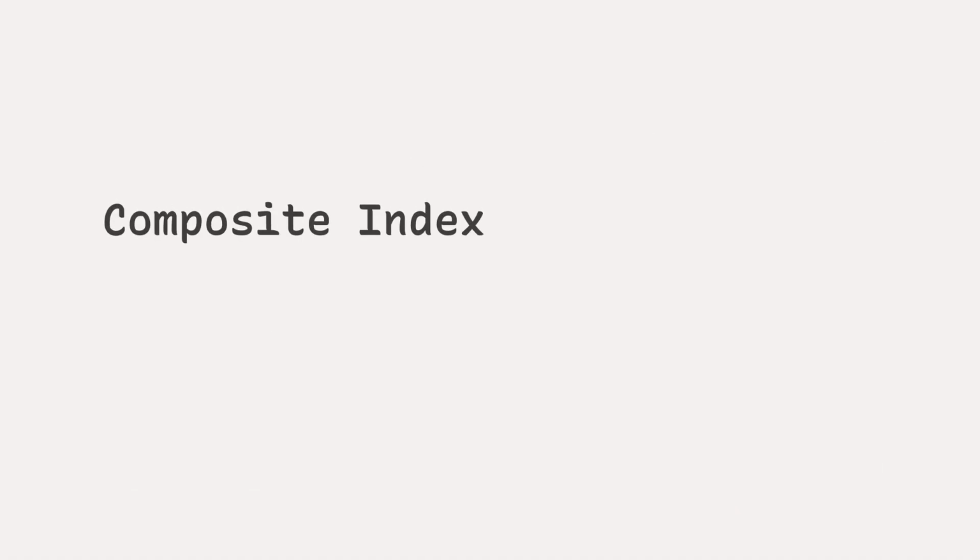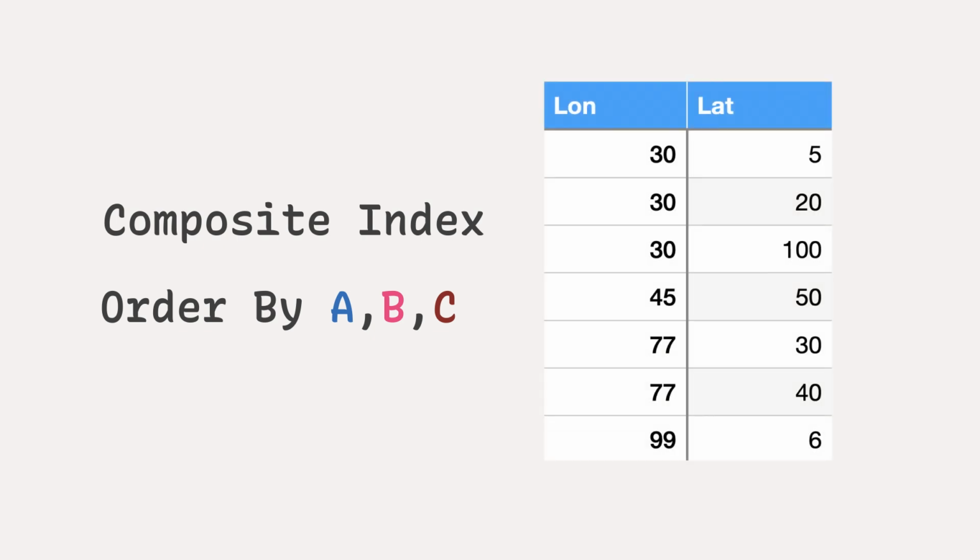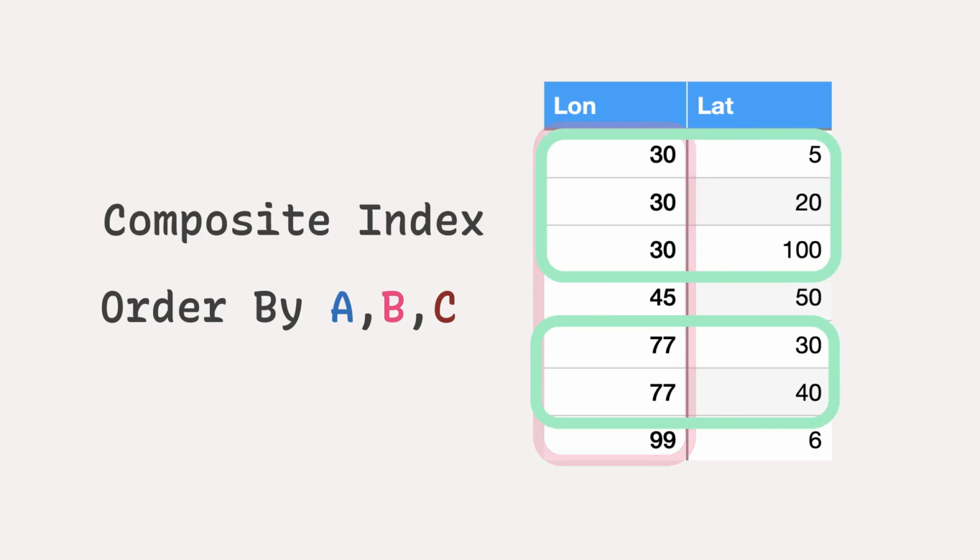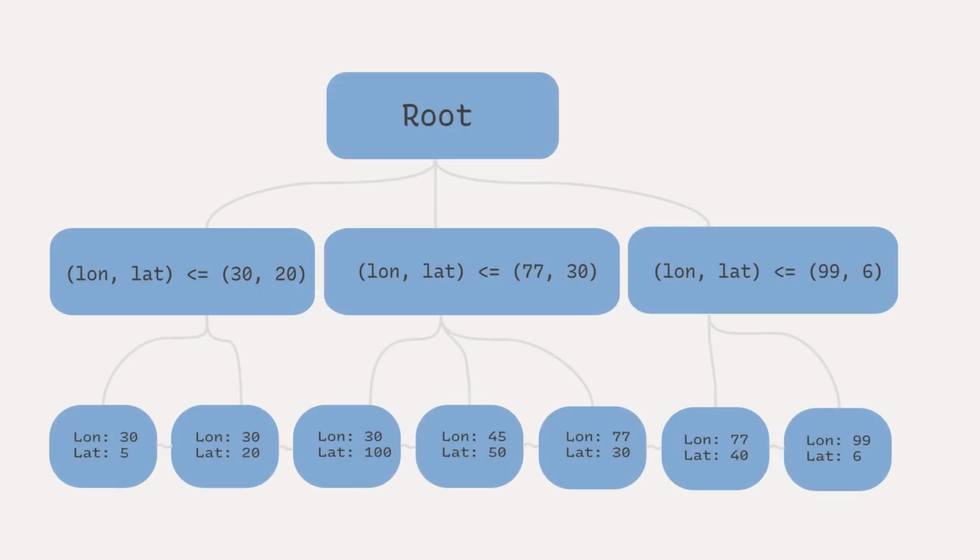Now, let's look at what happens with a composite index. A composite index is simply an index sorted by multiple columns. For example, if you have an index on longitude and latitude, it first sorts everything by longitude, and when two rows share the same longitude, it then sorts by latitude. Here is what the same data looks like in the B-tree. The leaf nodes are sorted first by longitude, and if the longitudes are the same, they are further sorted by latitude.